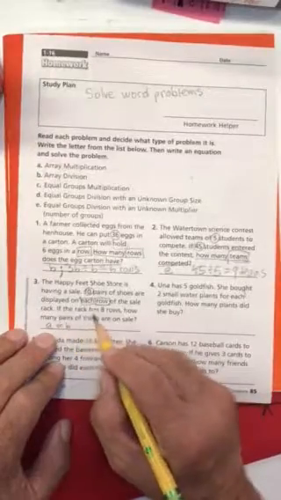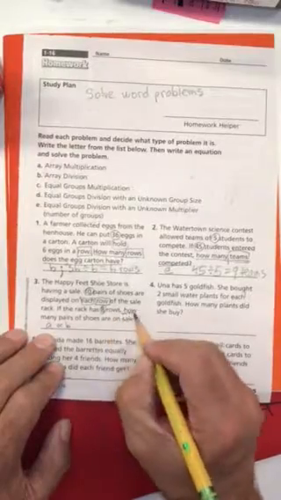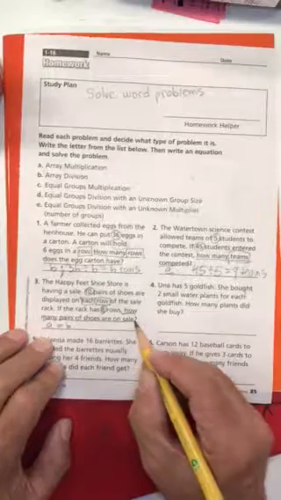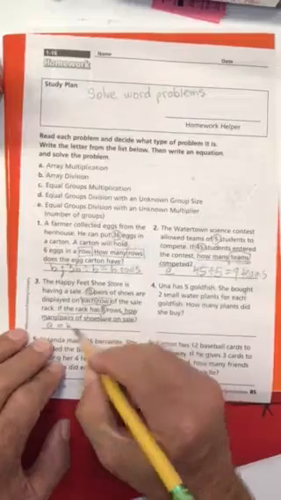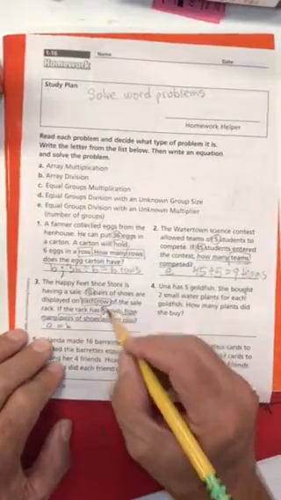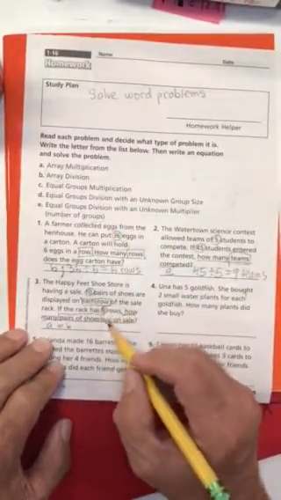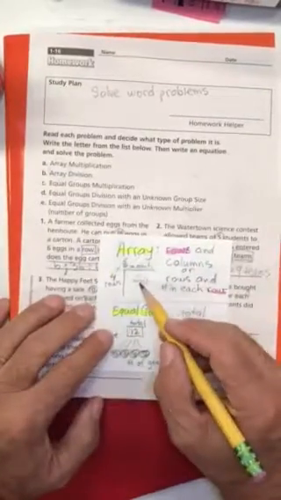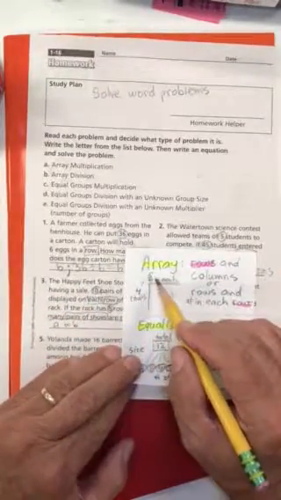If the rack has 8 rows, how many pairs of shoes are on sale? Okay, so pairs of shoes is going to be my label. So I know it's going to be rows. Now, do I know the total number? Do I have the total? No. I don't have the total, but I know how many rows and I know how many in each row.